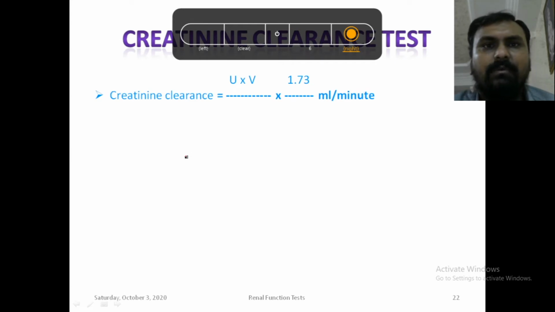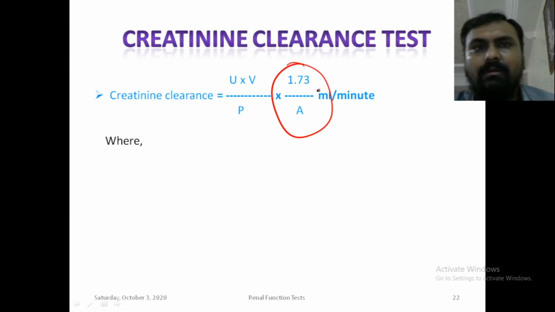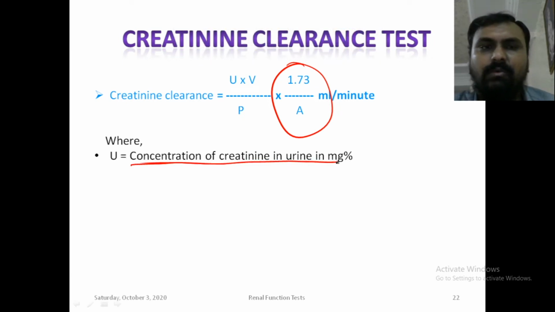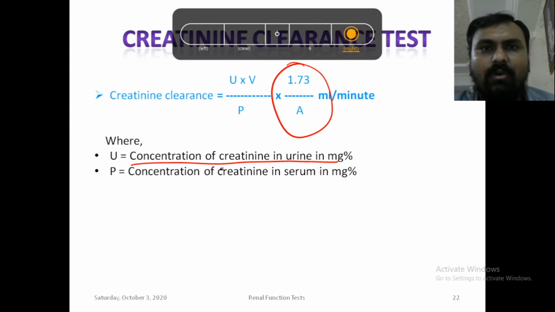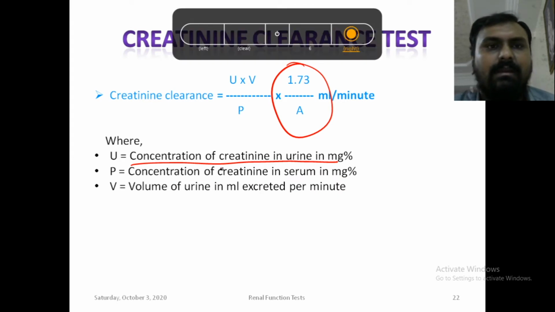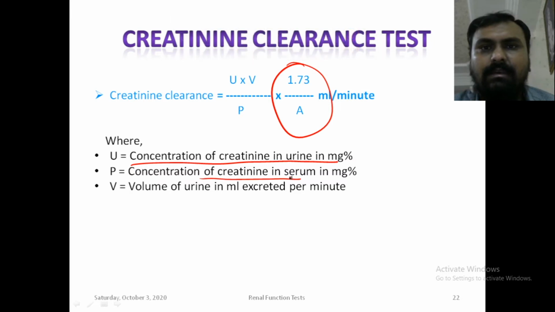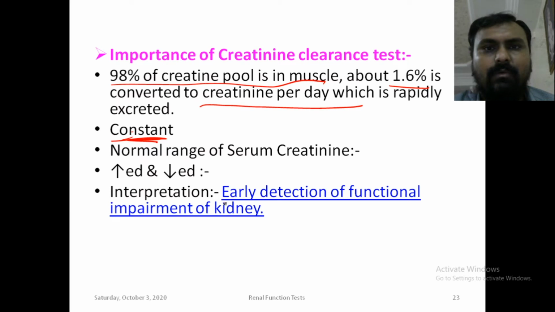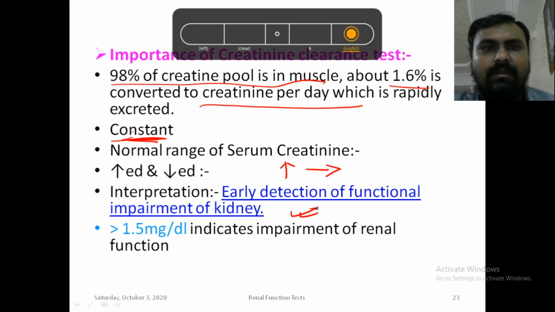Okay, so the formula for the creatinine clearance is UV upon P, but here the body surface area is added because it depends on our muscle mass, and creatinine is affected by body surface area. Right. So what is U? It is the concentration of creatinine in the urine. What is V? That is the volume of urine per minute, and P is the concentration of creatinine in the serum or plasma. Right. So whenever the serum creatinine level is increased, it's suggestive of impairment of the kidney.